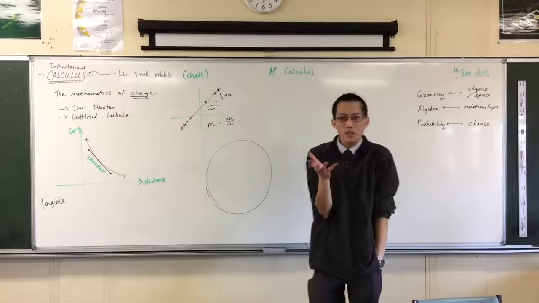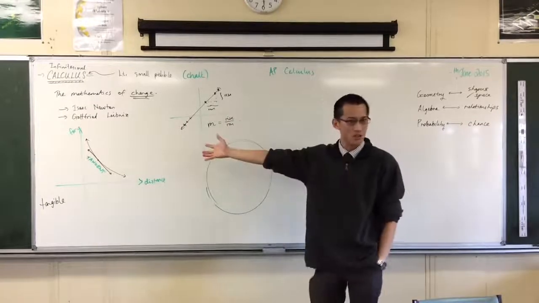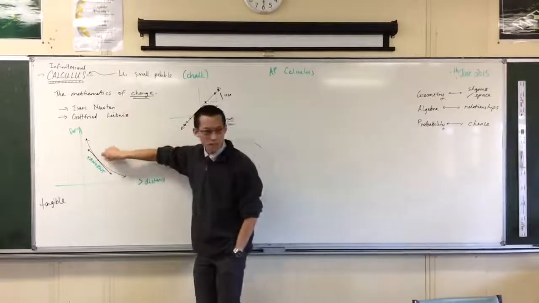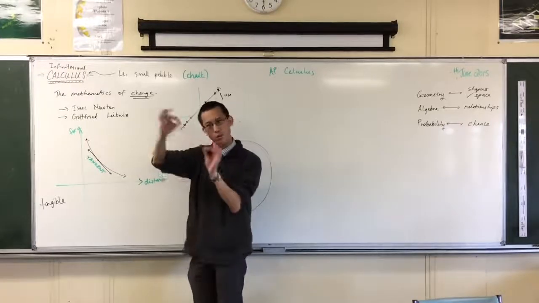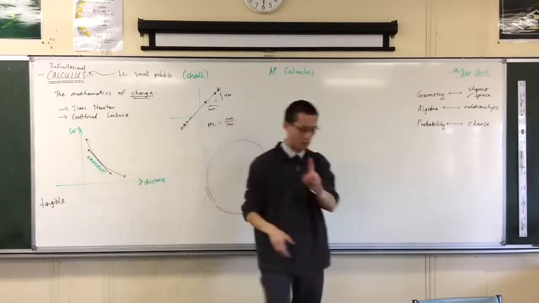Okay. So this presents problems for us and Newton and Leibniz trying to work out what's the gradient at that point, because there are no 2 points to compare by definition. So here's what they both did.